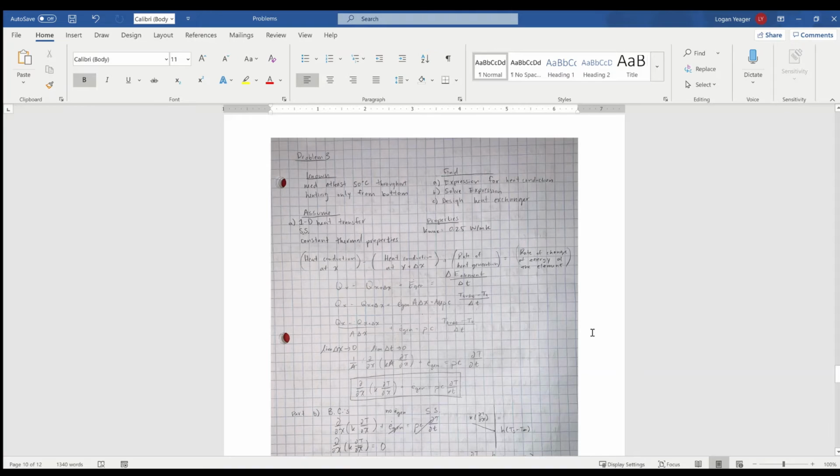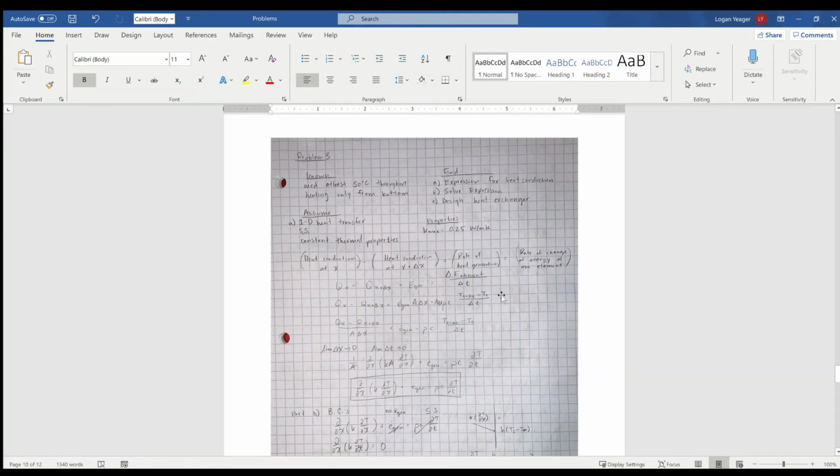So then for problem 3, we're tasked with deriving an expression for the heat conduction and then solving that expression. We can assume that it's going to be 1D heat transfer, steady state, and that the thermal properties are going to be constant. It's known that we need at least 50 degrees Celsius, so the T surface is going to be 50 degrees Celsius, and the heating is only coming from the bottom.